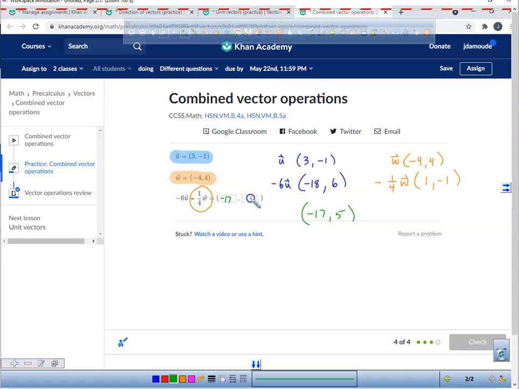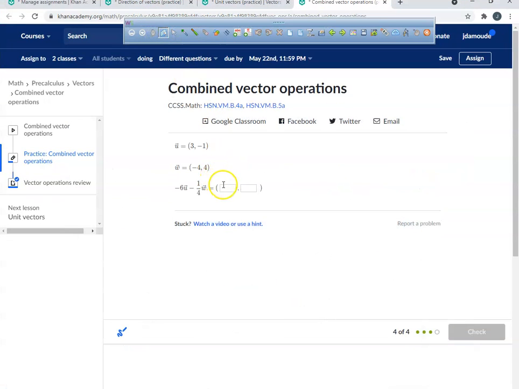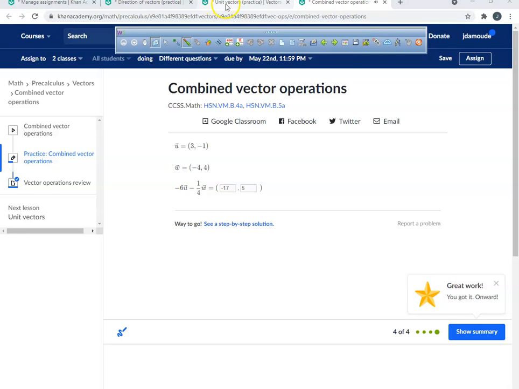So -17 and 5. So be careful here. If you decide you want to go ahead and multiply the negative in, that's totally okay. But if you didn't, then you'd still have to do the subtraction if you forgot to do that. So -17 and a 5. I'll go over here and type that in. Negative 17, 5. Okay, so that's combining with vector operations.